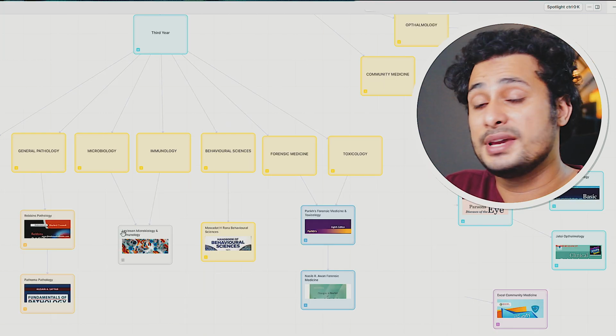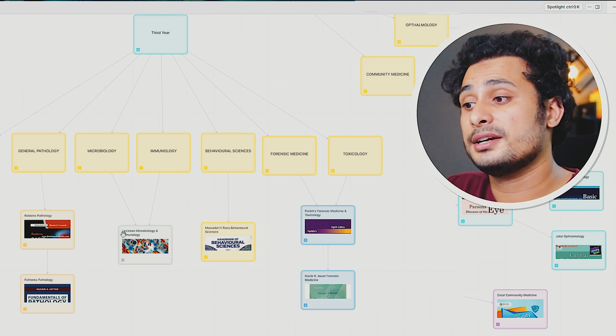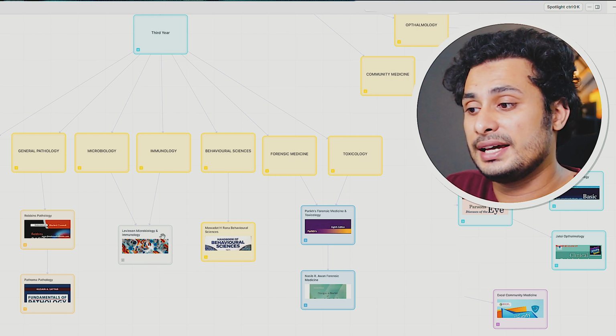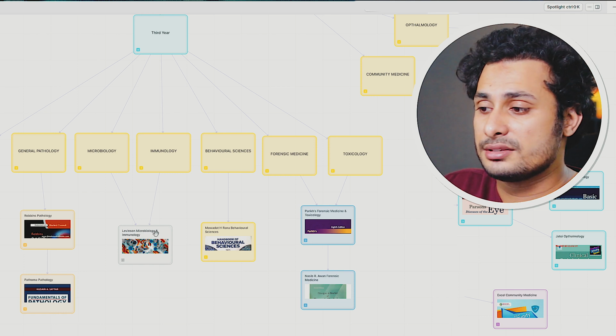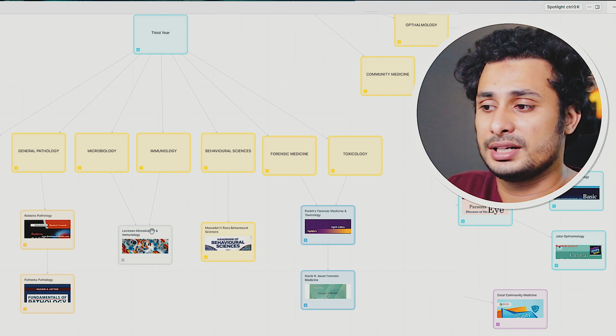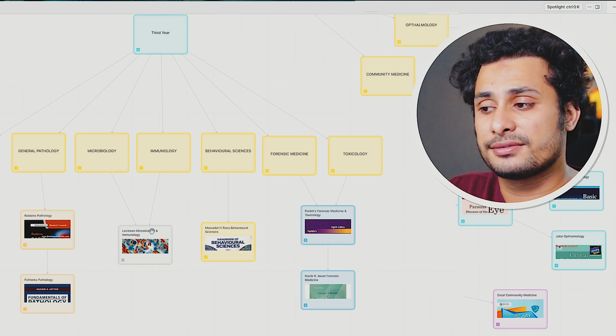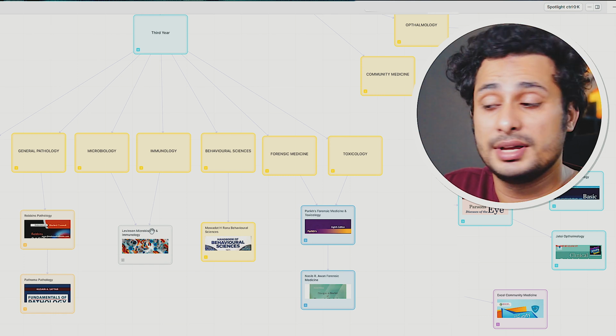And next up we have behavior sciences, and the gold standard or recommended book for behavior sciences in Pakistan is Muwaddat H. Rana's behavior sciences book. It is written by Dr. Muwaddat H. Rana, and like 99% of the students study behavior sciences from Dr. Muwaddat H. Rana's behavior sciences book.